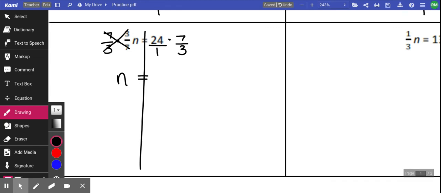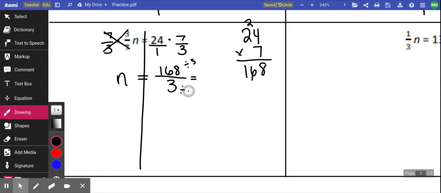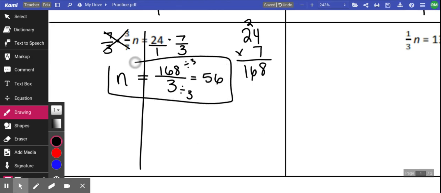So here we have 24 times 7. Again, if you don't know that, we can just do it off to the side. So 24 times 7 on top is 168. 1 times 3? 3. Can we simplify this? Yes. What do you got, Gary? 56. 56, yes. If we divide the top by 3 and the bottom by 3, we will get 56. Or if you just put it into the calculator and got 56, that's great too.